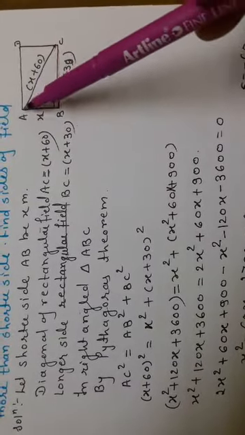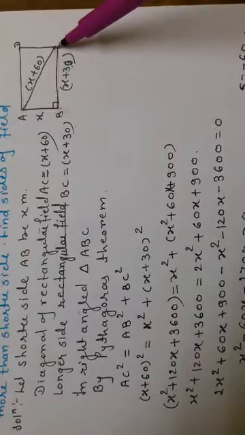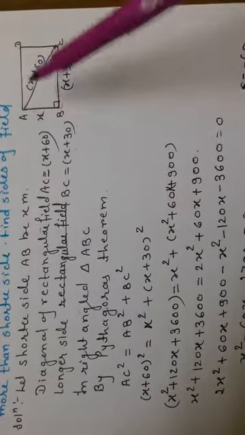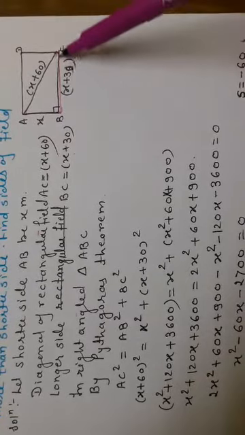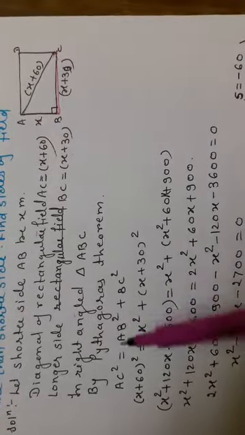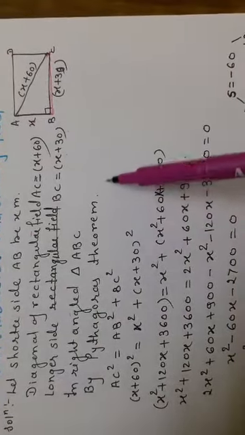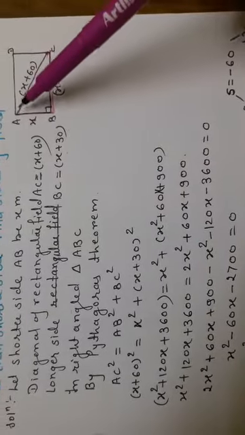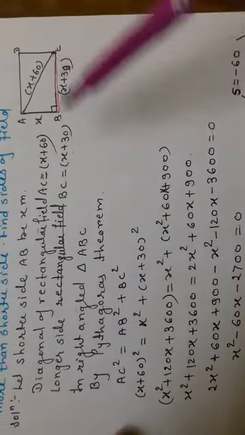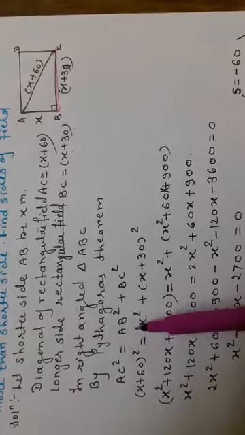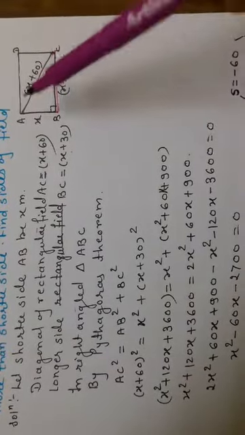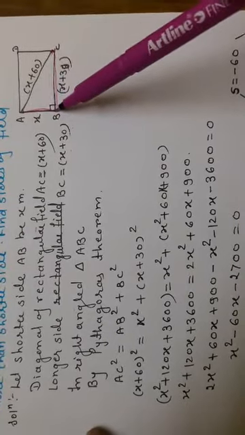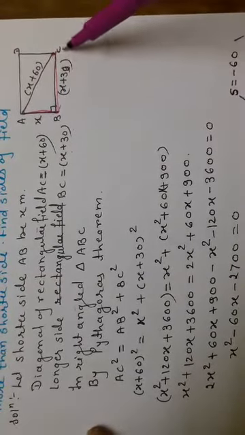Are you finding A, B and C? This is a right angle triangle, including the shorter side, longer side and diagonal. Here we can use the Pythagoras theorem. What is the Pythagoras theorem? That is AC square, the diagonal square, is equal to the sum of the squares of the remaining two sides. Which are the remaining two sides? That is AB square plus BC square.